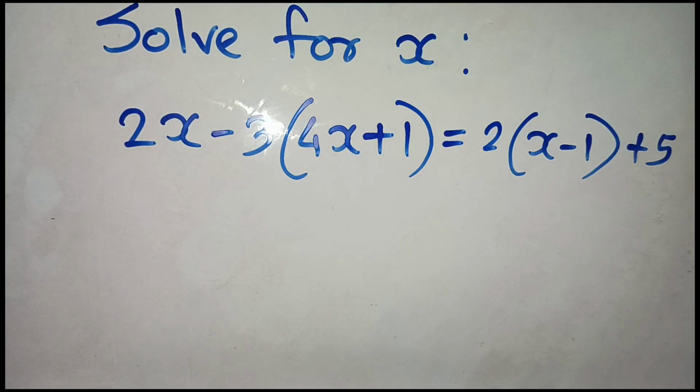The question is: solve for x. (2x minus 3) into (4x plus 1) is equal to 2 into (x minus 1) plus 5. So this is a linear equation in one variable. The variable is x, so we have to determine the value of x. So simply, what is the first step? First step is you have to solve the brackets.